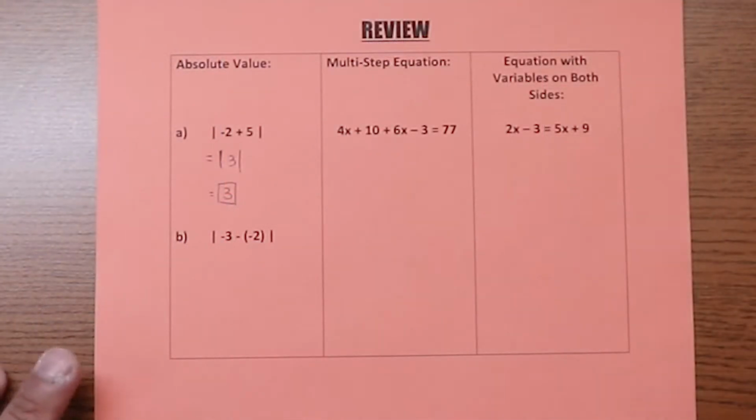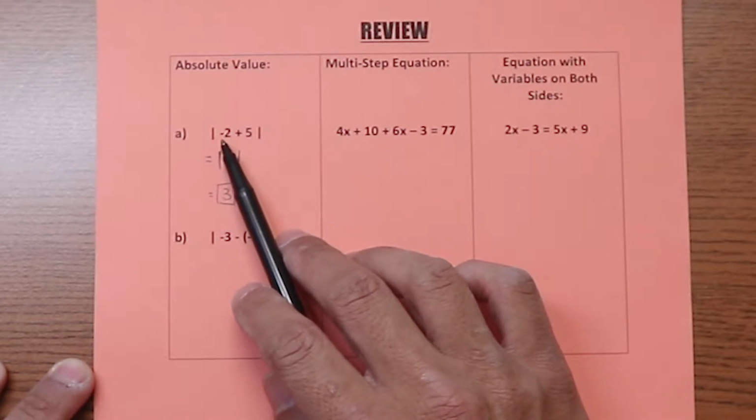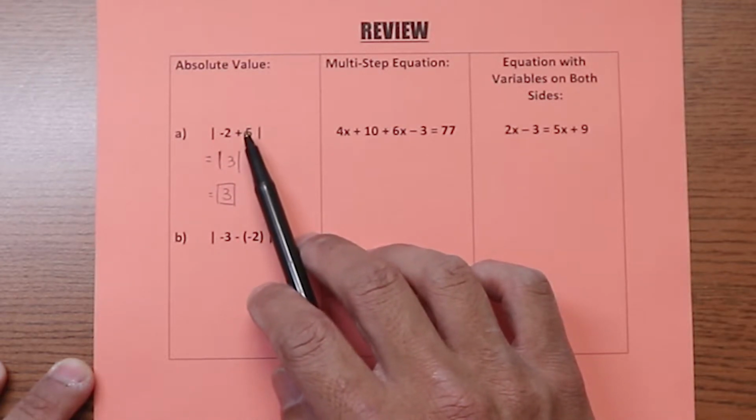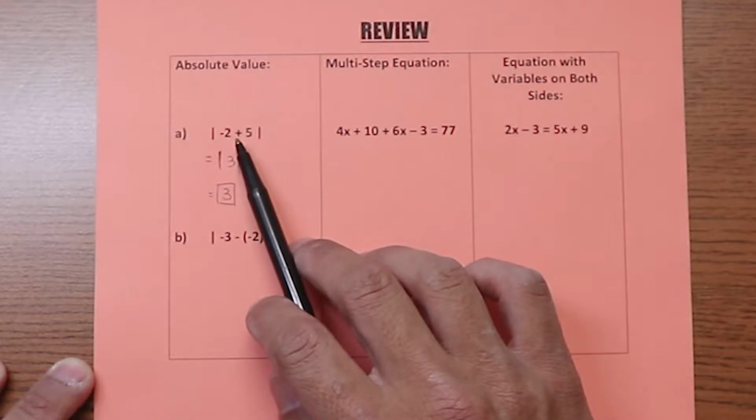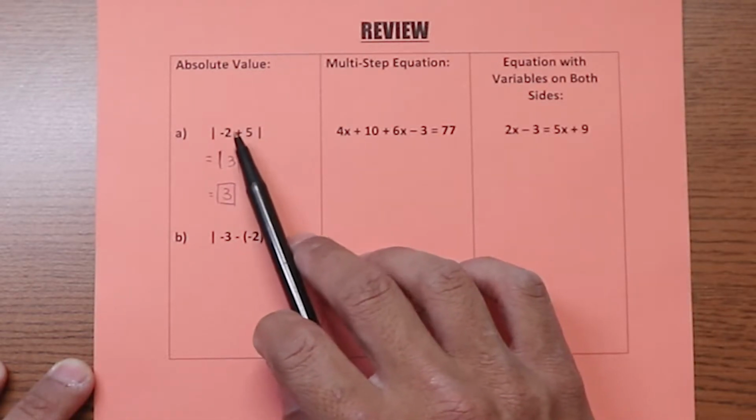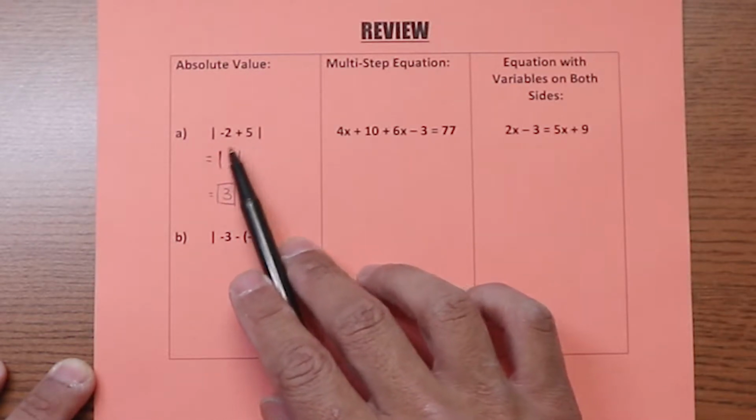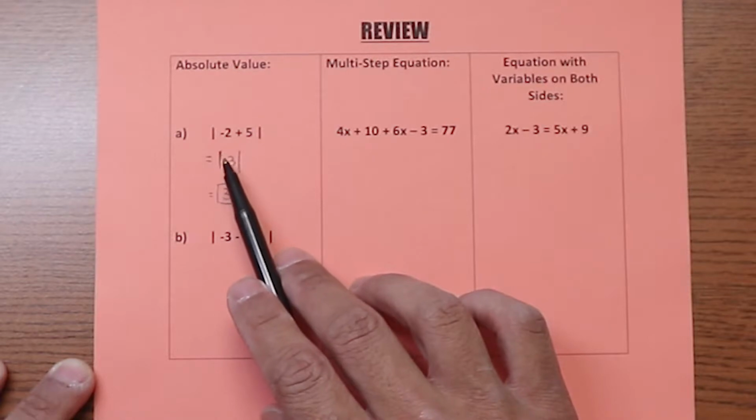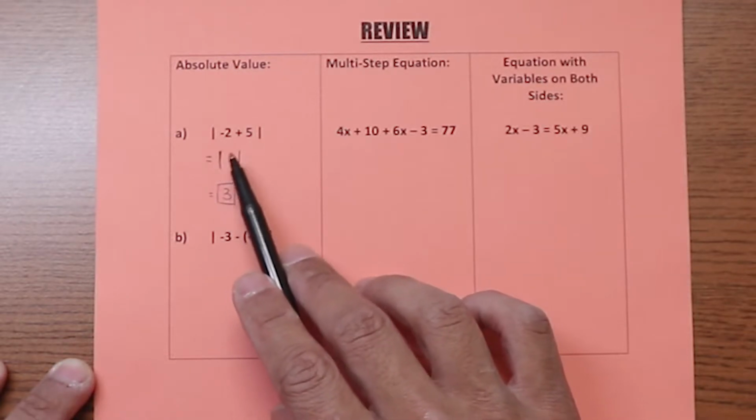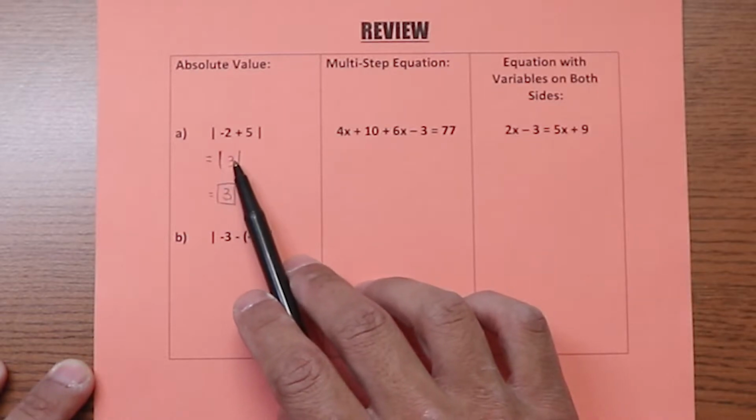Well, for the topic of absolute value, in part A, it says the absolute value of -2 plus 5. And remember, we're going to use order of operations to simplify these expressions. So inside the absolute value, you're going to add -2 plus 5, which will get you +3. But don't forget there is an absolute value around the 3. So you're going to find, what is the absolute value of +3?